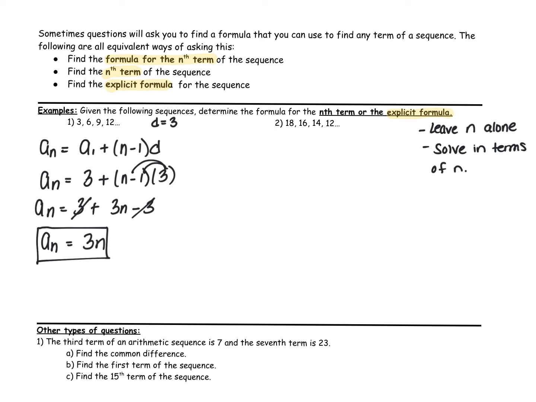So for example, if I wanted to find a sub 200, the 200th term of the sequence, all I have to do is plug in 200 for n, and then it would give me 600. So my 200th term would be 600.